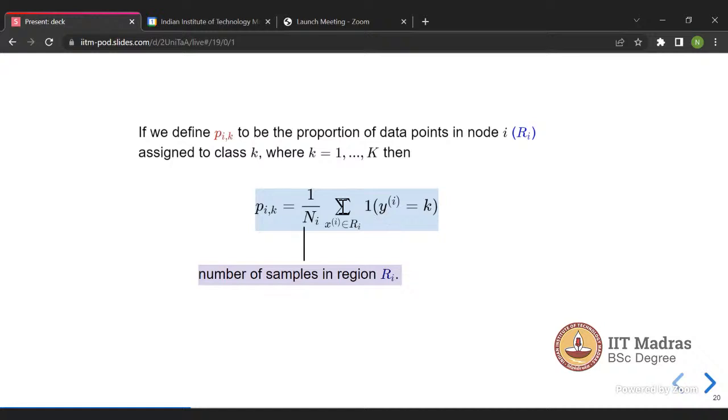Otherwise it will be 0. So it will count all the data points which belong to class K, and Ni is the total number of data points in that node i. So this will give you the proportion of data points in node i which belong to class K. For every such K, we can calculate the proportions.